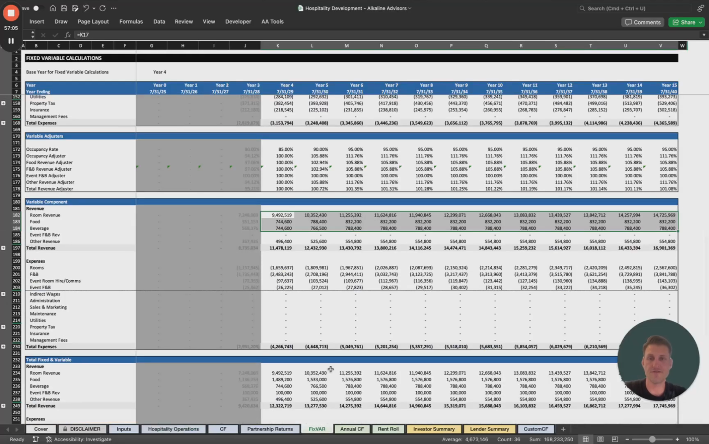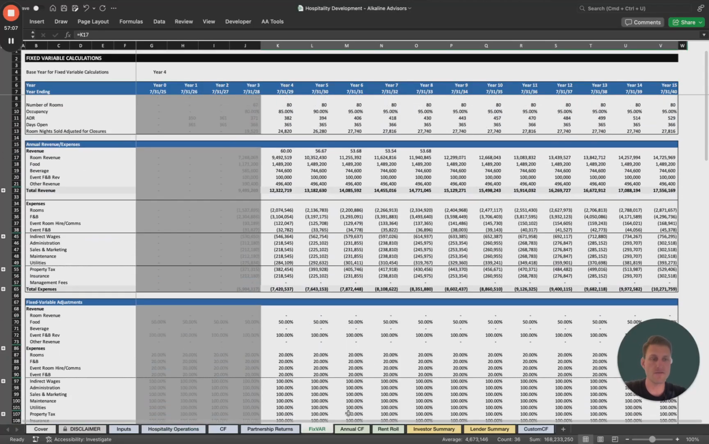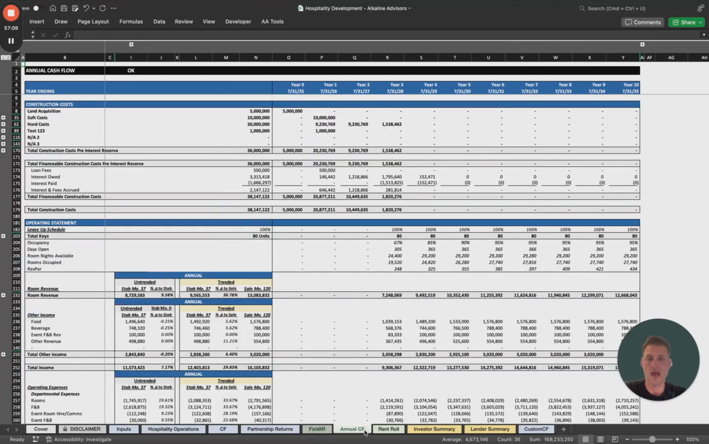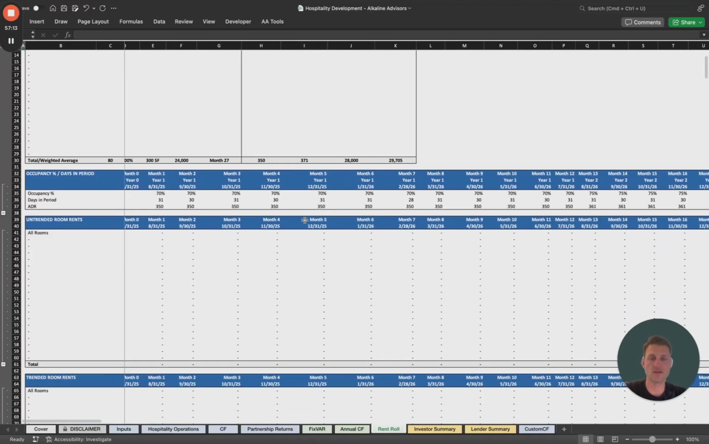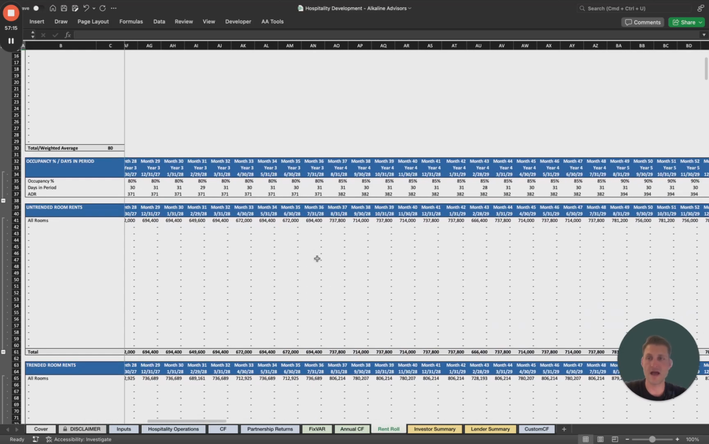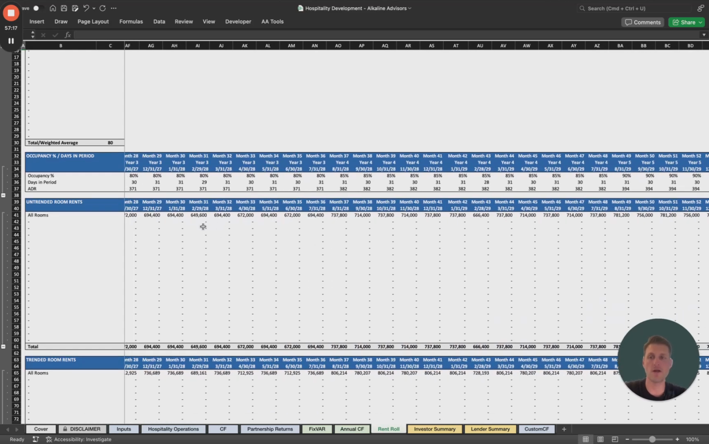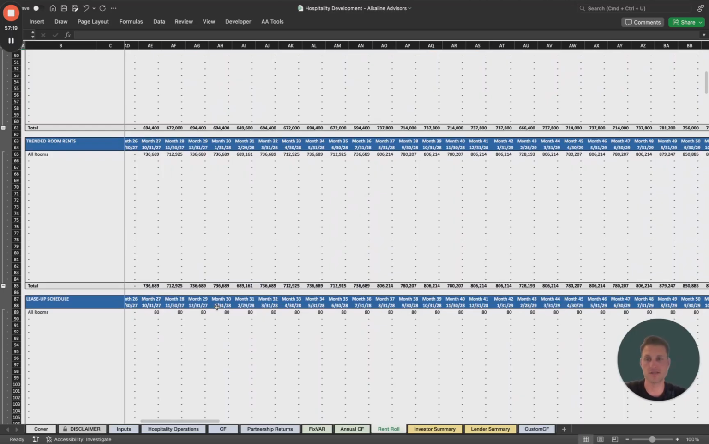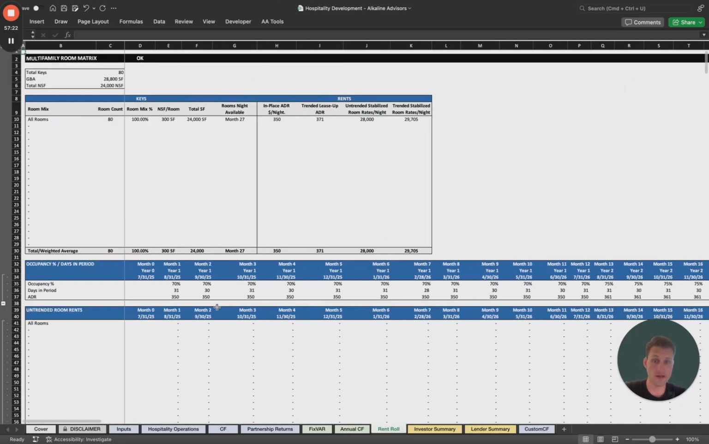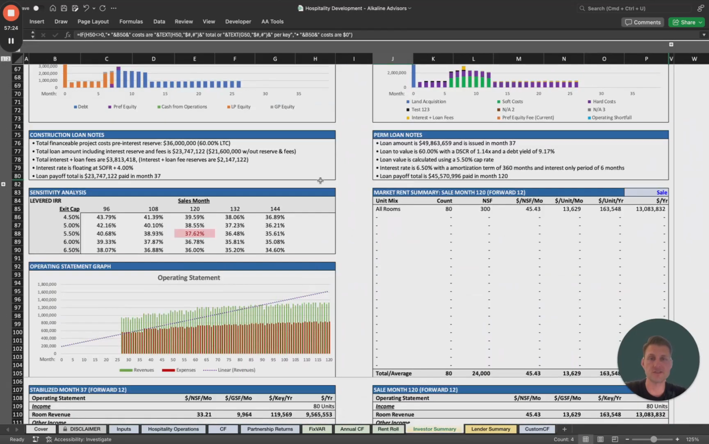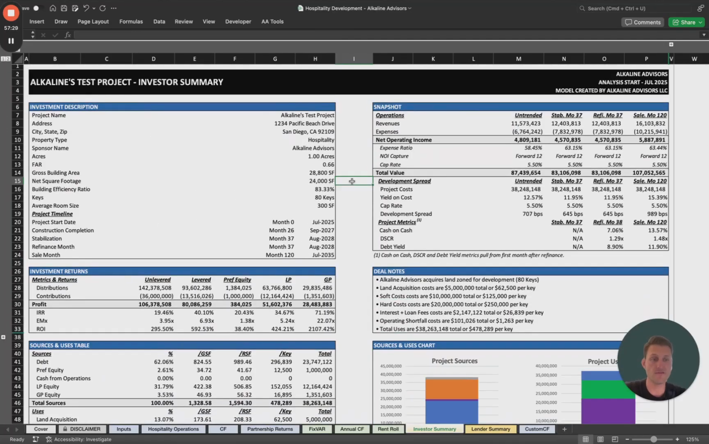So that's just the fixed variable tab. We can dive into this a little further if you have any questions. And then the annual cash flow we reviewed, snapshot of the monthly, the rent roll tab, just figuring out the calculations as it relates to untrended rent roll versus trended versus the units as they come online versus the room nights sold. And then we have the investor summaries. Dive a little deeper into this.